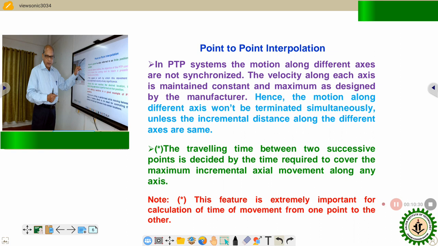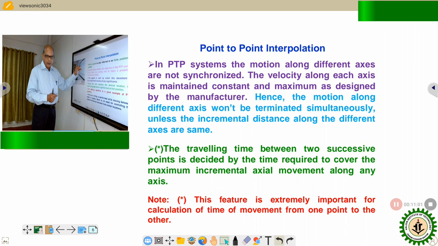Coming to the next one, in PTP systems the motion along different axes is not synchronized. This we will discuss with the help of a small diagram. You have to realize in which plane the tool movement is taking place. It may be in the XY plane, it may be in the XZ plane, as the case may be. Whatever the system, X and Y are two mutually orthogonal directions. The motion along X and Y, or X and Z, is not synchronized.